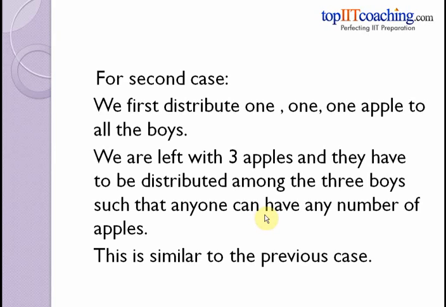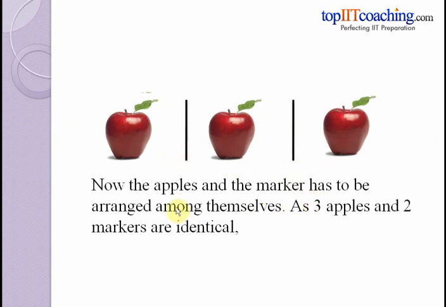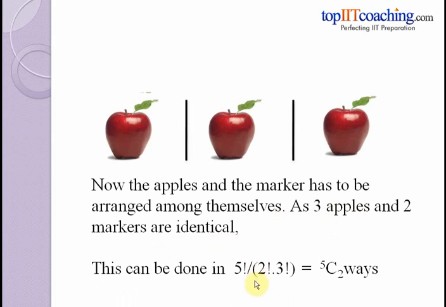Now let's try to visualize it again. We have 3 apples. Now what we do is, we insert 2 identical markers again. Why are we inserting 2 markers? Because it results in the division of these 3 objects into 3 groups. Now the apples and the markers have to be arranged among themselves, and these 3 apples and 2 markers are identical, so it can be done in 5 factorial by 2 factorial into 3 factorial ways, and that is equal to 5C2.